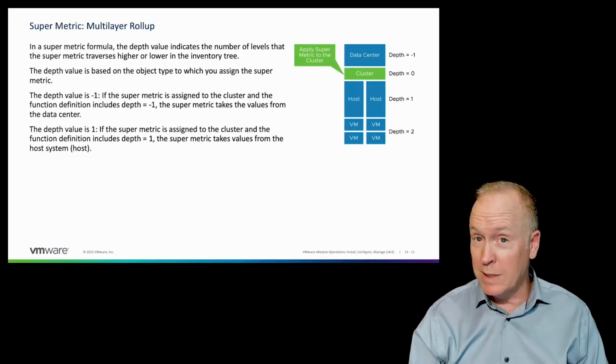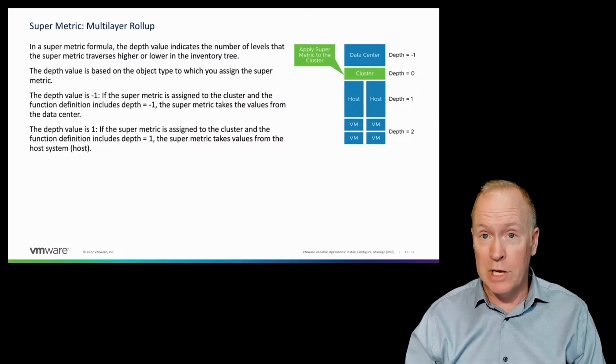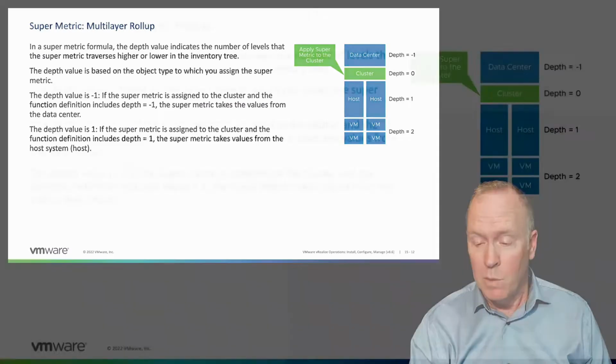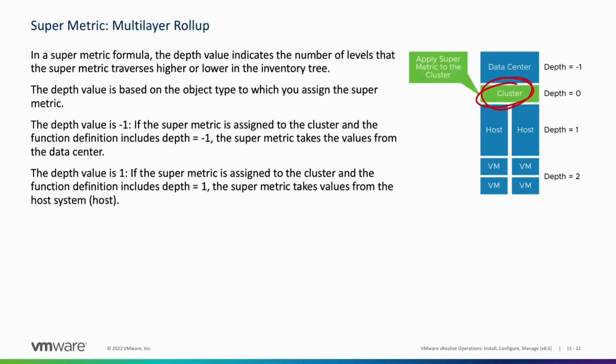So even though the performance metrics are coming from the virtual machines, we could say, let's apply the supermetric at the cluster level. Well, if you are hanging out at the cluster level and you want to see what's going on with the virtual machines, you're going to have to take 1, 2 hops to get down there. That's what this depth value is that you see here. So virtual machines are 2 hops down this hierarchy from cluster. Hosts are 1 hop down. If you're at the cluster and you want to look at performance metrics for the cluster, depth is equal to 0.